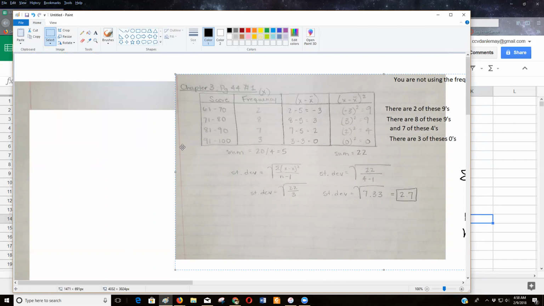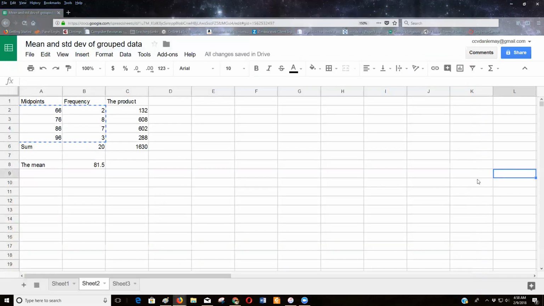So the midpoint would be half of that, so 5. I'm going to add 5 to the lower number, and that's where I came up with the 66 and the 76. Notice those are just going up by 10. And of course, those are the frequencies. So what I did is I started setting up the spreadsheet. Then I realized I probably ought to talk about how you do this with brute force.